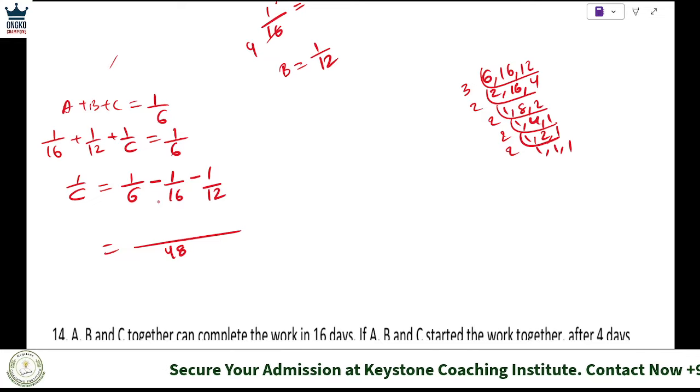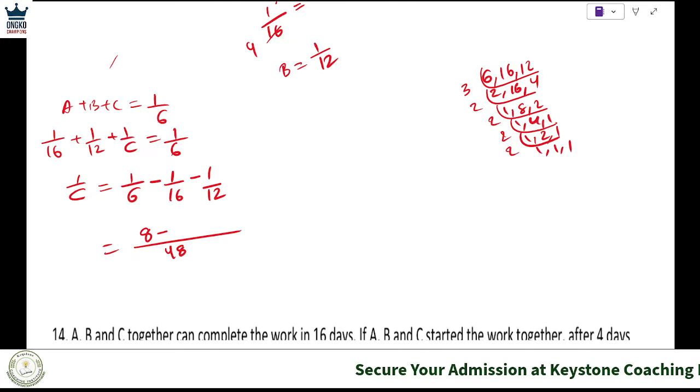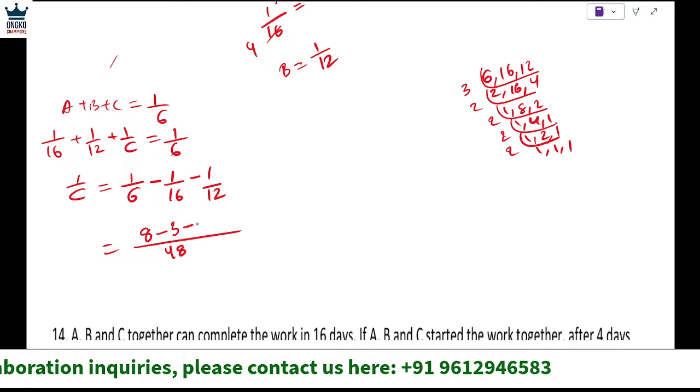So 6 how much times? 6 8 times. So 8 1 times is 8. 16 how much times? 3 times. 3 1 times is 3. 12 how much times? 4 times. So 4 1 times is 4.